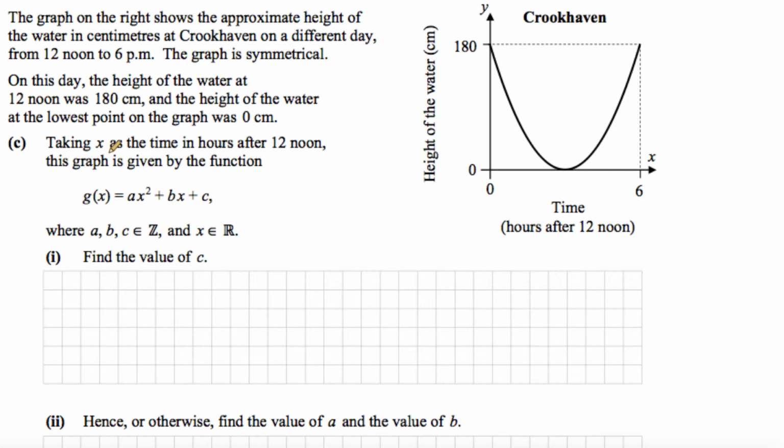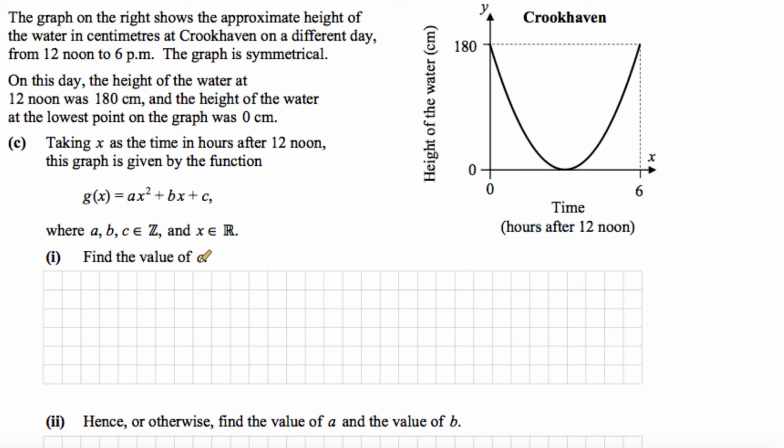Taking x as the time in hours after 12 noon, this graph is given by the function g of x is equal to ax squared plus bx plus c, where a, b and c are elements of the set Z, so they are integers, and x is an element of the real set.